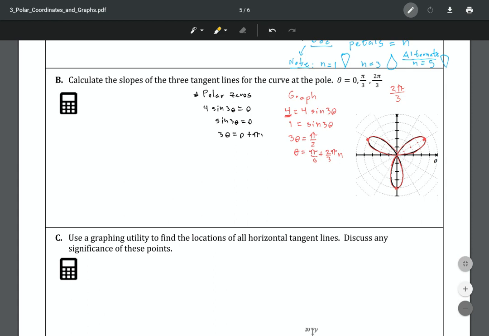So I'm going to write this with n. For example, if you plug in a 0, you get 0. If you plug in a 1, you get pi. If you plug in a 2, you get 2 pi. Essentially what I have here, now I'm going to divide that by 3. That's going to give me that it happens at every pi over 3 values. Okay, so that allows me then to figure out the slopes of those tangents, which is what I'm going to try to do.